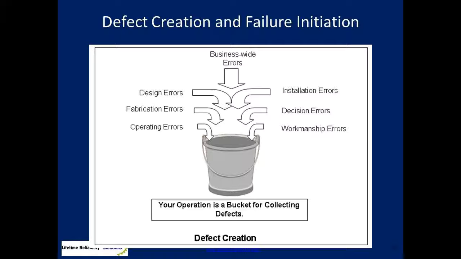And one of the things that DuPont used as an explanation of why bother doing asset management well, why bother running a plant well, why bother doing maintenance well, was that their company was actually a bucket for collecting problems. So their model is called the defect creation and failure initiation model. So I want to explain what they meant by that, and in particular where this takes us in our thinking of how to create reliability.